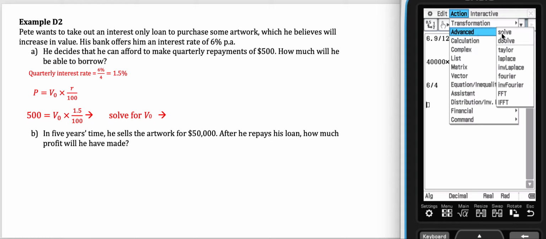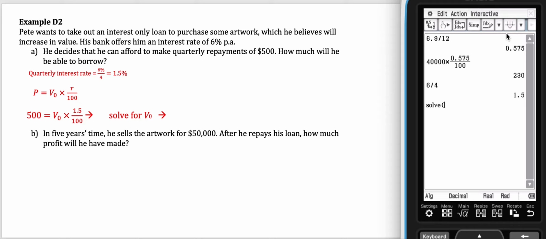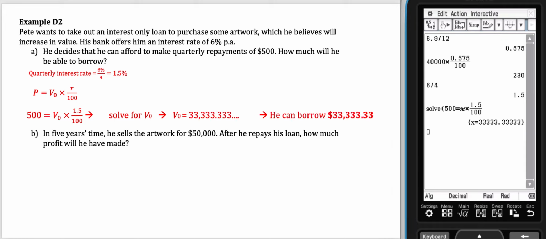And remember that on the CAS we can do that pretty easily. Action, advance, solve. And our equation is 500 equals V0 is the unknown, so let's just use X for that number, times 1.5 over 100. And because we've used X, the calculator is going to, by default, try to solve for X. And we get 33,333.3333. And remember that because this is an amount of money, we'll round it to 2 decimal places. And so the amount that he can borrow at the beginning would be $33,333.33.